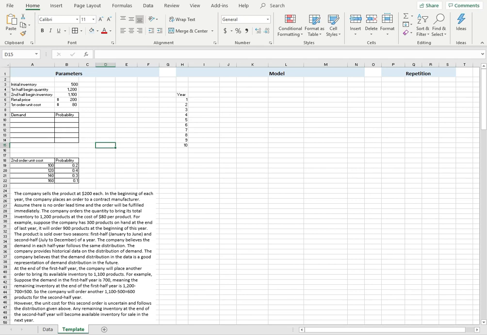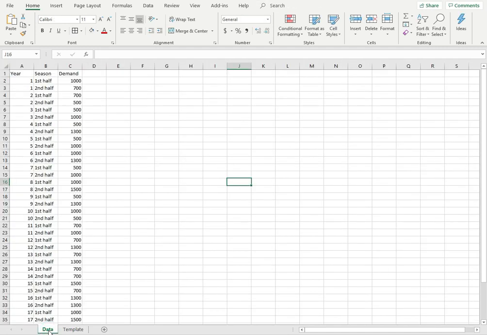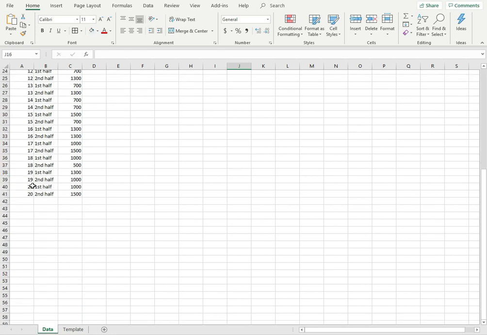Okay, now let's build the model in Excel. So you can see there are two worksheets. The first one, template, is where we're going to build the simulation model. I have the problem statement over here just in case you don't know the context. Basically, it gives us some data over here. This is the demand history over 20 years.